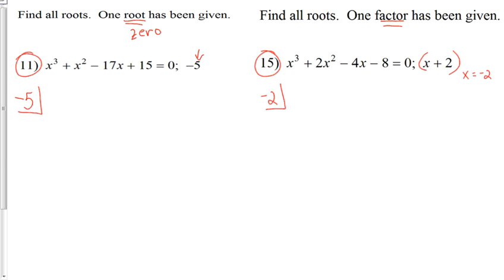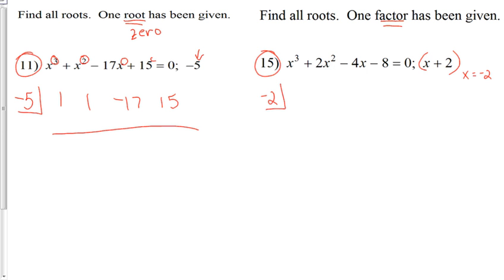All right. Now remember, when you're setting up synthetic division, use place value of 0 if you see any exponents missing. This one has x cubed, x squared first and a constant, so we're good here. 1, 1, negative 17, and 15.